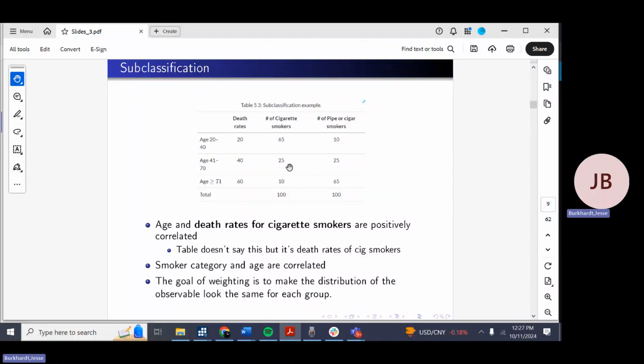And notice that the distribution of cigarette smokers is different. It's actually exactly the opposite because this is a stylized example, but the distribution is different for the pipe smokers than it is for the cigar smokers. And so we're going to reweight these death rates based on the distribution of the cigar and pipe smokers so that we can have a death rate for cigarette smokers that's comparable to the death rate of pipe and cigar smokers.